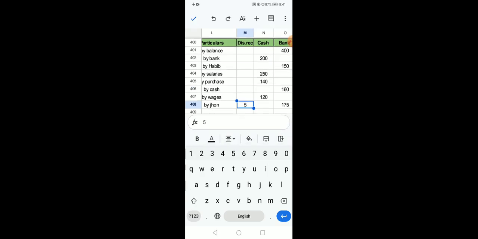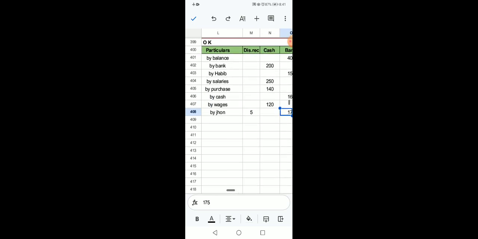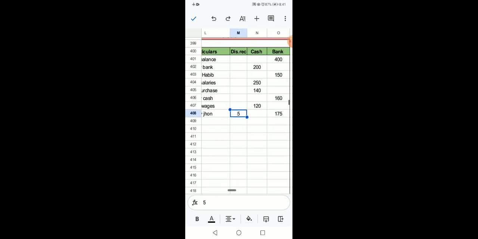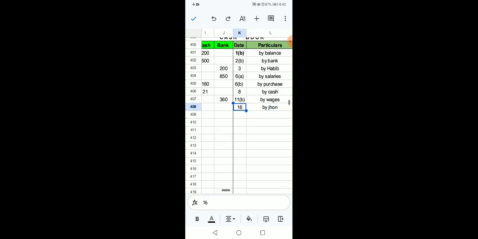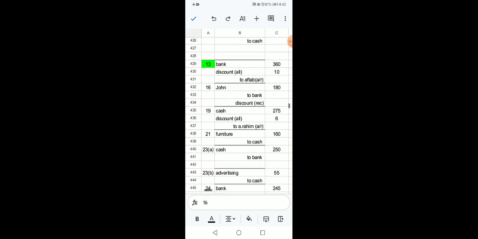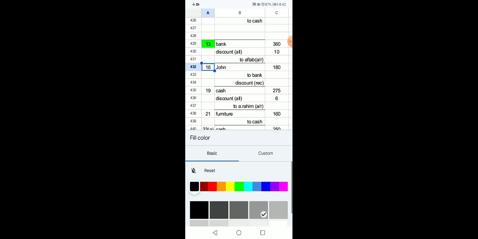In the same row where you have already written bank's amount 175, same row you are using, because discount and bank's reference is same, by John, date is same, 16. So you have used the same line. Bank and discount needed to be posted, and both have been posted. 16th entry completed. Mark it as it has been done.